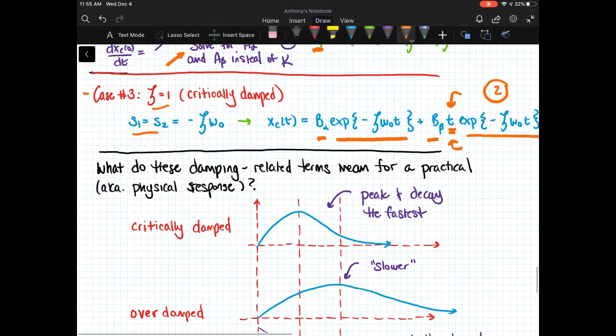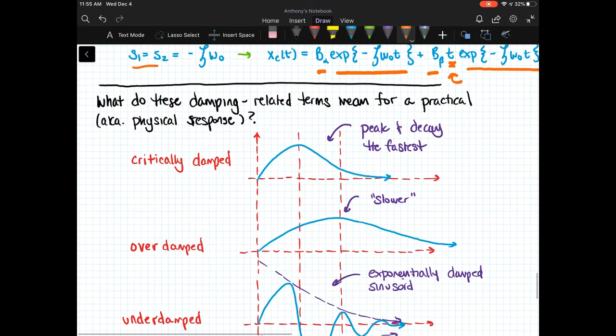Now, the last question we're going to address here is, what do the damping related terms mean for a practical or a physical response? The first one we'll talk about is critically damped. In the critically damped case, we will see this second order response, and the peak and the decay will be the fastest. The overdamped case will have a similar shape, as you can see, moving one down. However, it will be slower to peak as well as slower to decay.